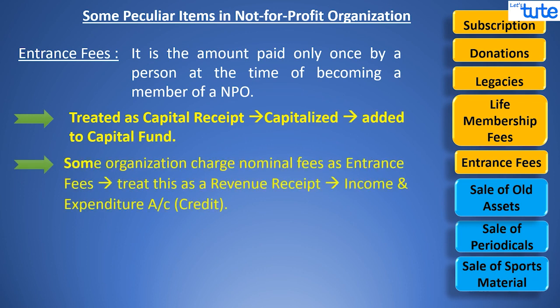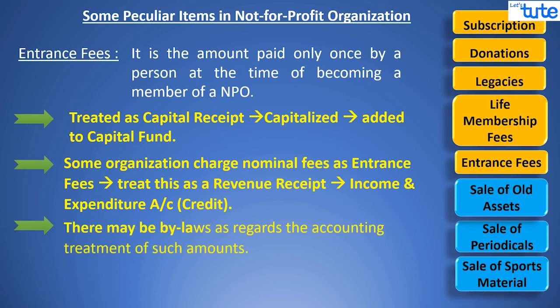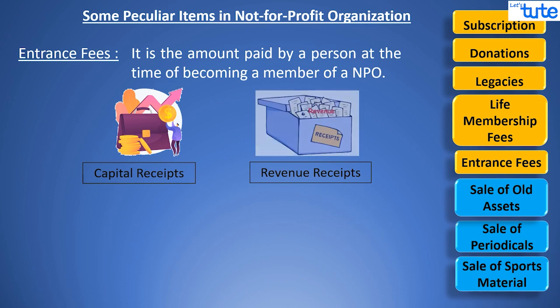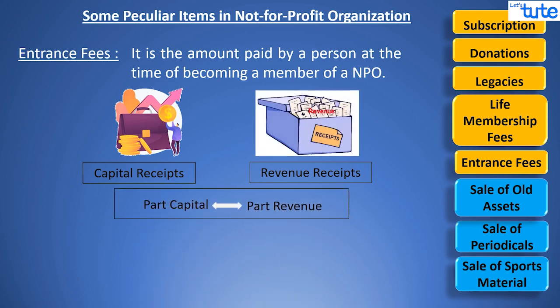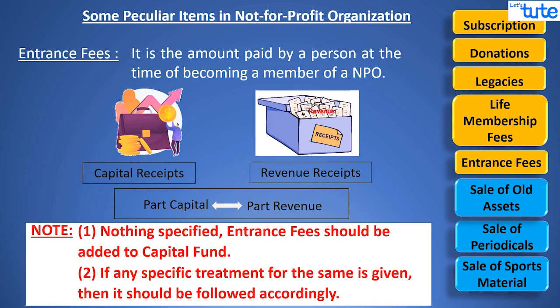Some organizations might charge very nominal fees as entrance fees and might treat this as a revenue receipt and thus credit it to income and expenditure account. Generally, there may be bylaws as regards the accounting treatment of such amounts. For example, they can treat this as capital receipt or revenue receipt or part capital and part revenue. So accordingly, it is shown in the financial statements of NPO.